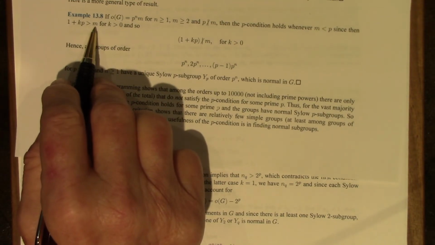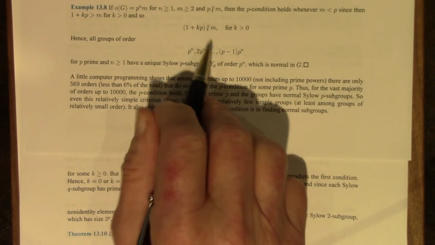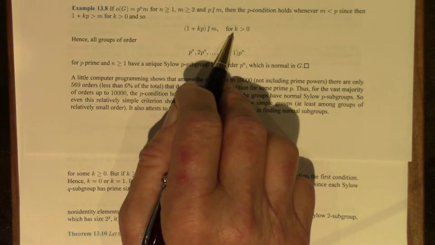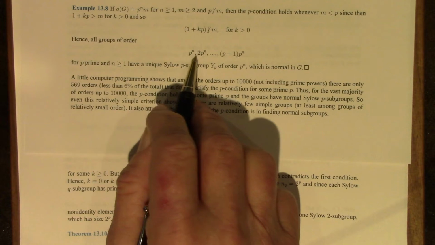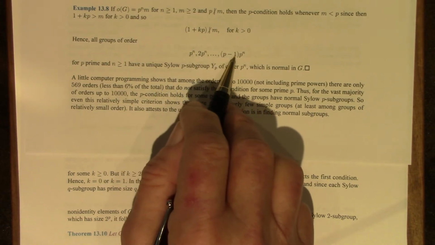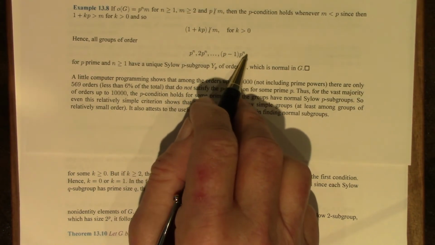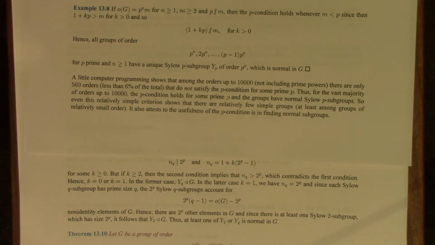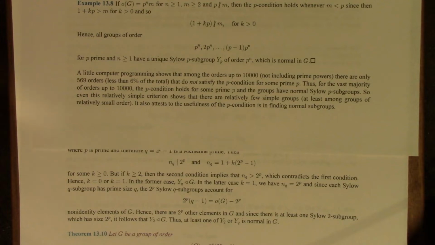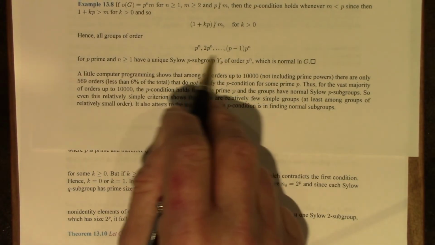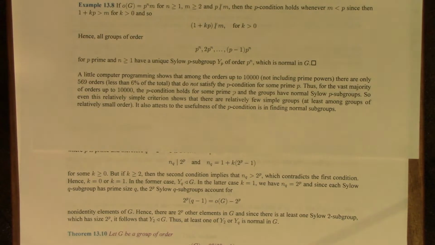Okay. And so the p condition holds. So all groups of order p to the n, 2p to the n, all the way up to (p minus 1) p to the n have a unique Sylow p subgroup, which is then a proper normal subgroup. So we got a whole bunch of orders here that this applies to.